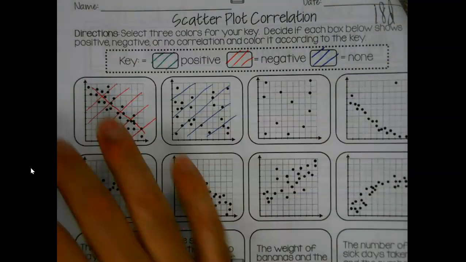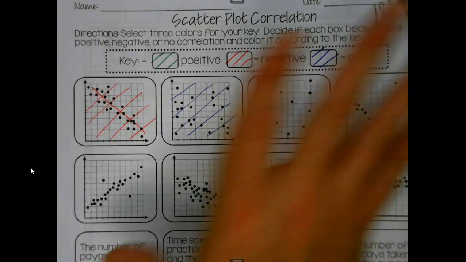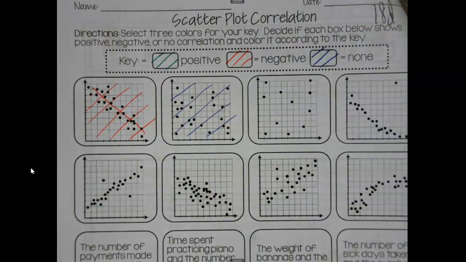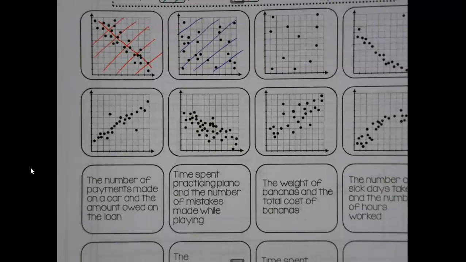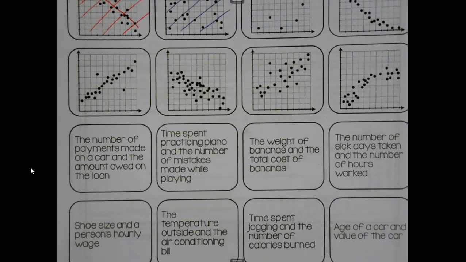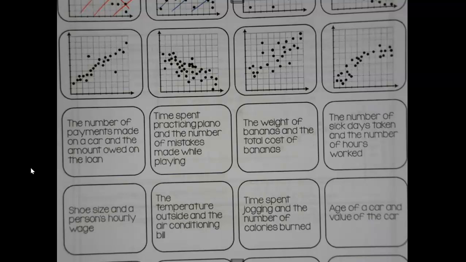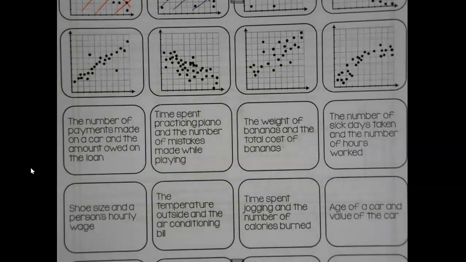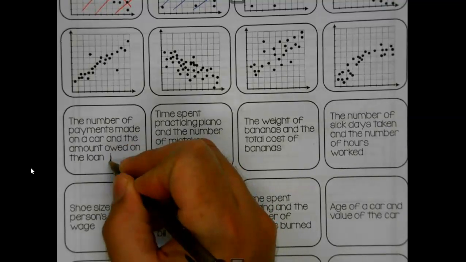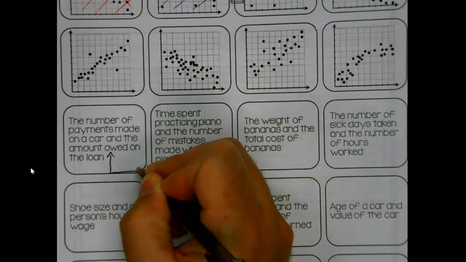So the top ones are just kind of doing the things with the dots. Now, as we get down lower, that gets a little more interesting because this one I might have to start thinking about, or I might even have to make myself some little pictures if I think I need to here. So the number of payments made on a car and the amount owed on the loan. Okay, let's see here. I'm going to make myself a quick little mini drawing here.